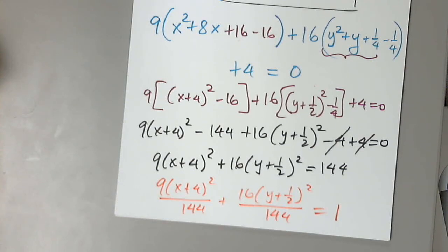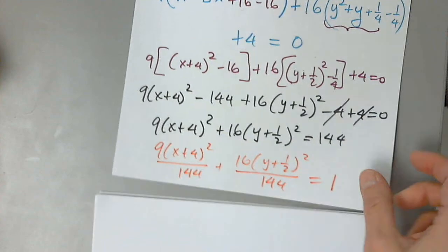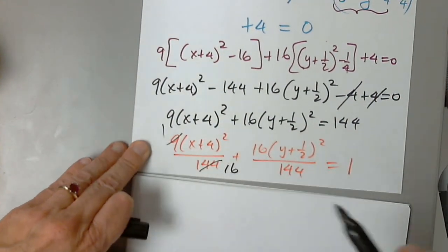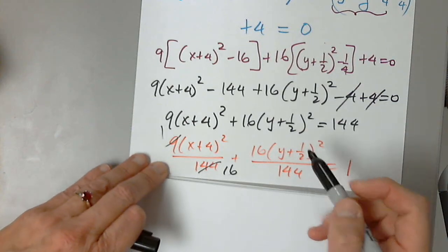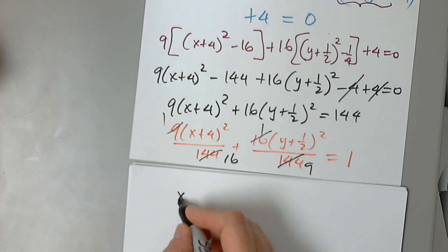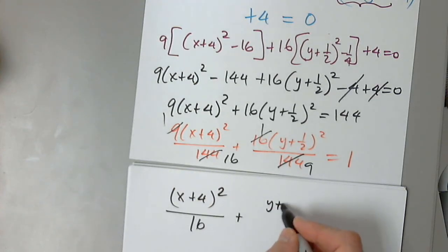But I have to bring this to the denominator, and I have to bring this to the denominator or simplify. And I can't simplify. So when I divide 9 and 144 by 9, what do I get? I get in the denominator 16. When I divide 16 by 16 and 144 by 16, I get 9. And now I am absolutely certain.